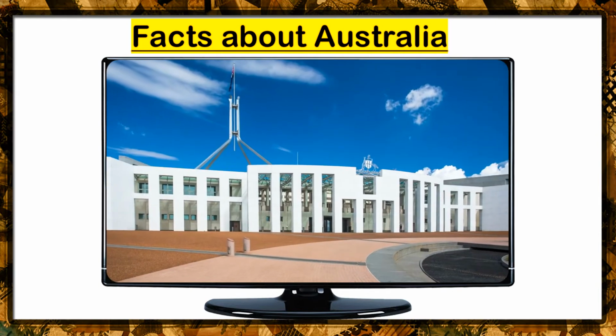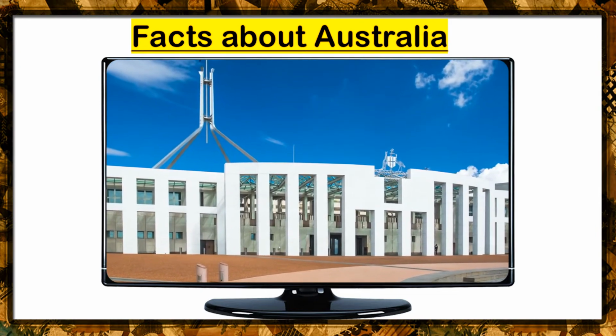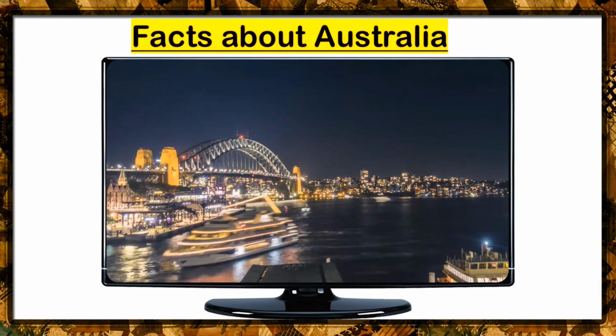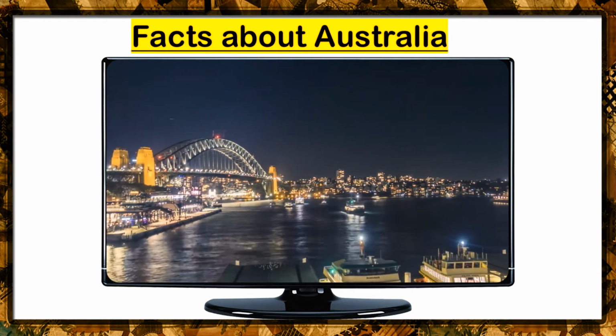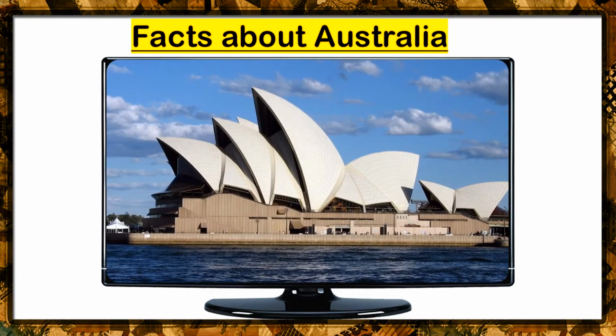There are some amazing cities and buildings in Australia. The capital city is called Canberra. This city is called Sydney. What a gorgeous place. This is the Sydney Opera House. It looks a bit like a sailing boat, don't you think?